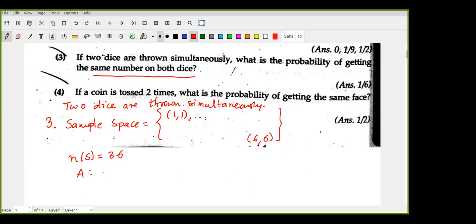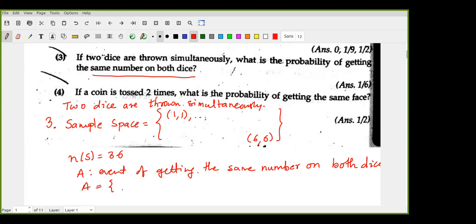So A is the event of getting the same number on both dice. Fine. Tell me what will be the elements in this set? 1, 1, 2, 2, 3, 3, 4, 4, 5, 5, 6, 6.